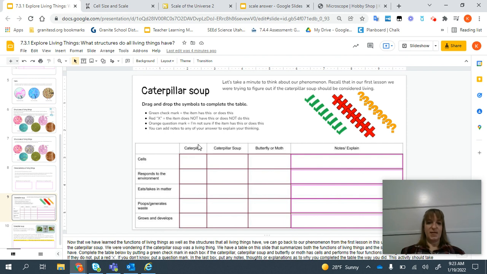So what we're going to do is we're going to decide if each of these, if the caterpillar soup, and the butterfly or the moth, what we're going to decide if we can give them a check mark. Yes, they have this or they do this. If we know for sure that it doesn't, then we're going to put an X. But I've also given you an option to put if you don't know. If you don't know for sure. So if you don't know, then put a question mark.